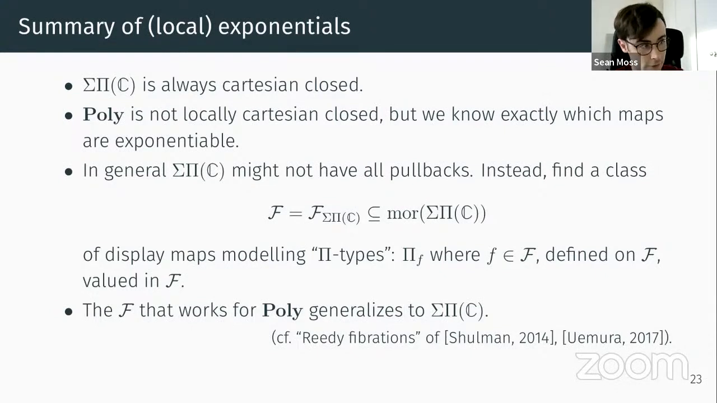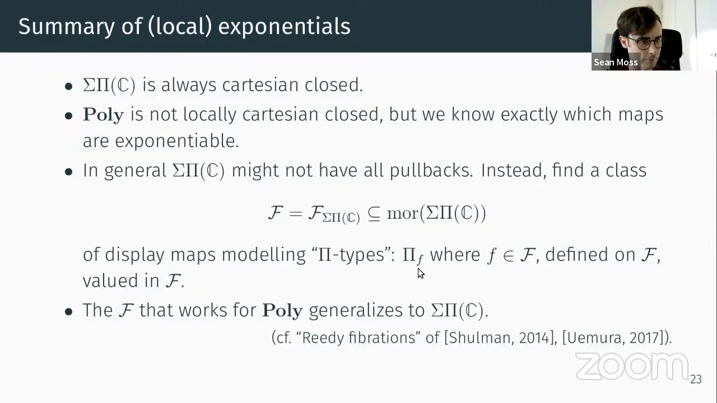If you want to say something about general Sigma Pi C, we don't really want to just ask what are the exponential maps, because we don't expect this category to have all pullbacks. So instead, let's ask, can it be made into a display map category? So can we find a class F of morphisms in Sigma Pi C, which forms a class of display maps. So that means that all pullbacks of them exist and are again in F. And we probably also want all isomorphisms to be in there and to be closed under composition. Can we find a class of display maps which models pi types?